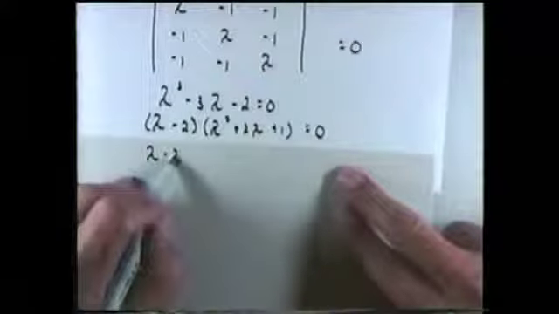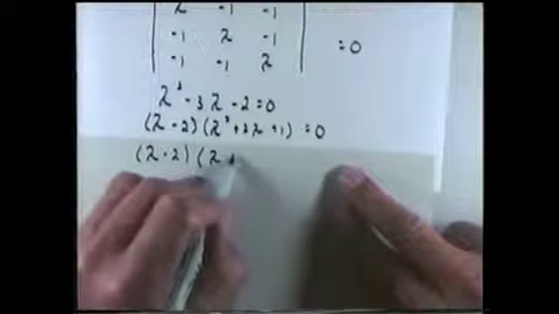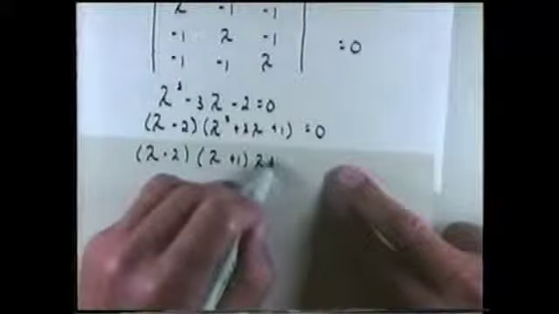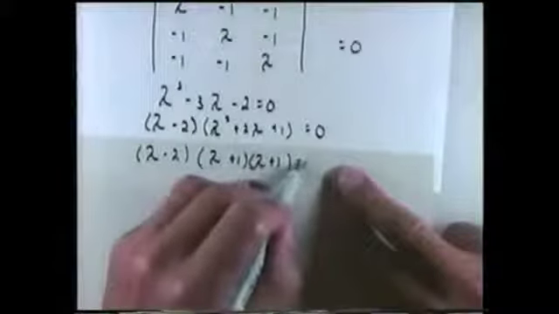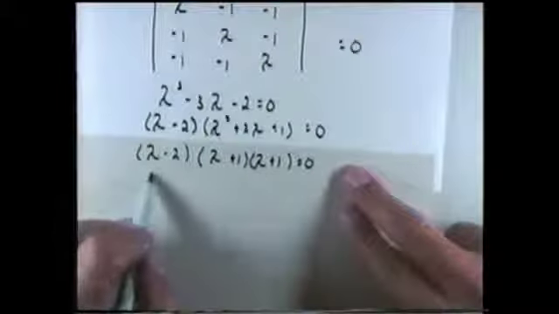Now, of course, the next term is mighty easy to factor. It's going to be lambda minus 2, lambda plus 1, lambda plus 1 is equal to 0. So we get lambda is equal to 2, lambda is equal to negative 1. And negative 1 is a root of multiplicity 2.